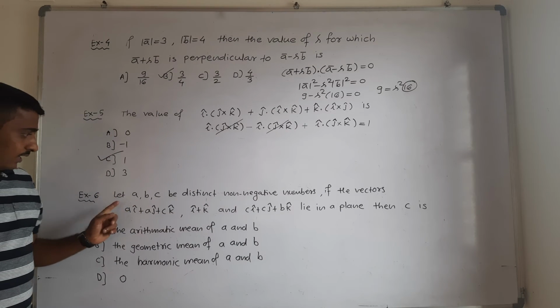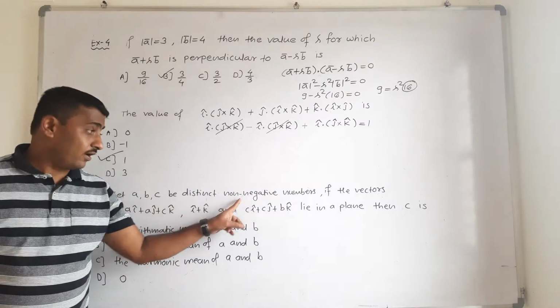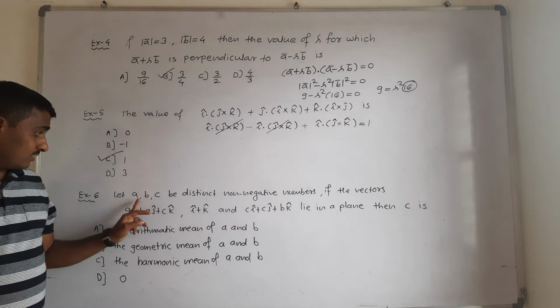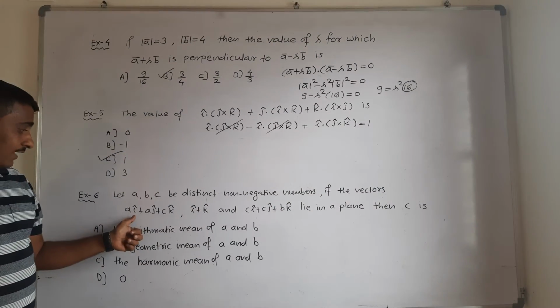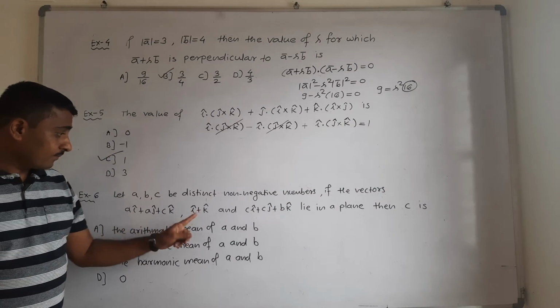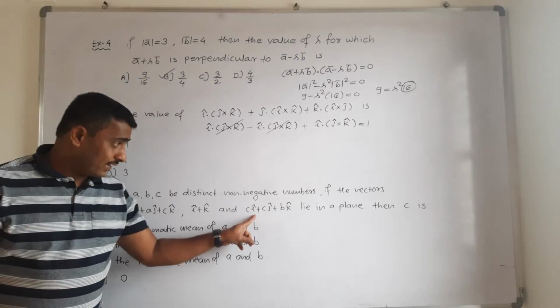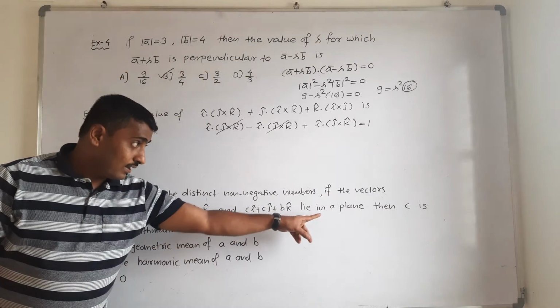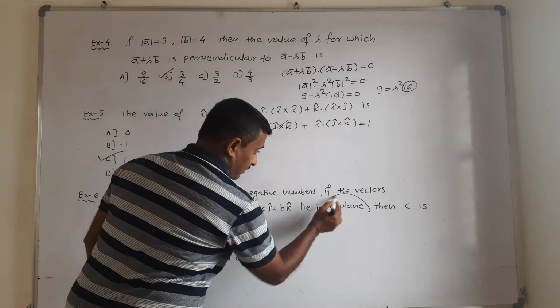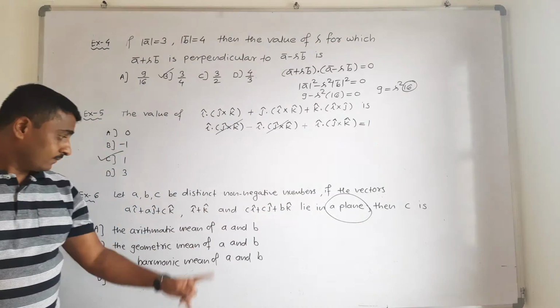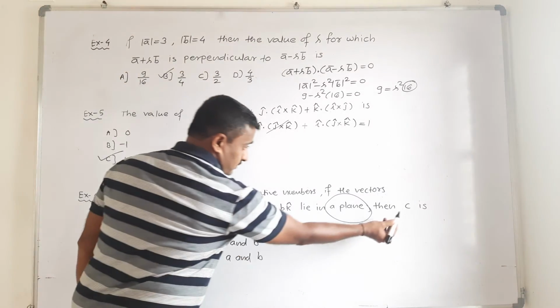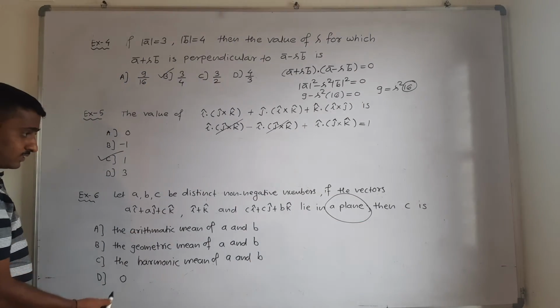Next example. Let a, b, c be distinct non-negative numbers. These numbers are distinct and again non-negative. If the vectors a i cap plus a j cap plus c k cap, i cap plus k cap and c i cap plus c j cap plus b k cap lie in a plane, that is, three vectors lie in a plane, meaning these vectors are coplanar, then the value of c is equal to one of these options.